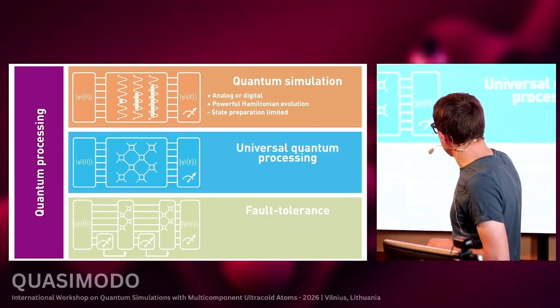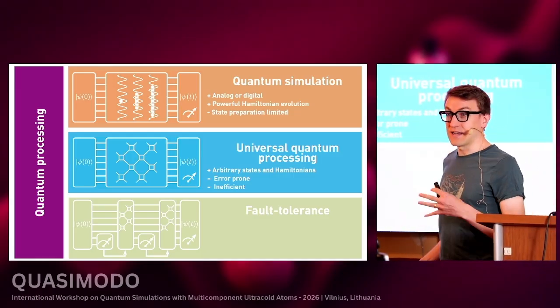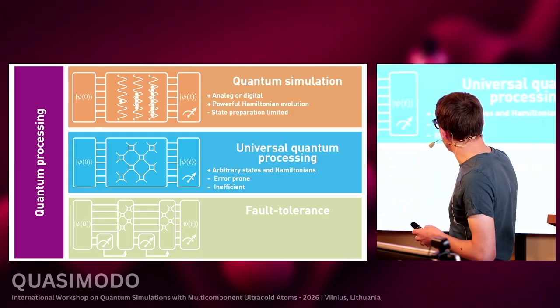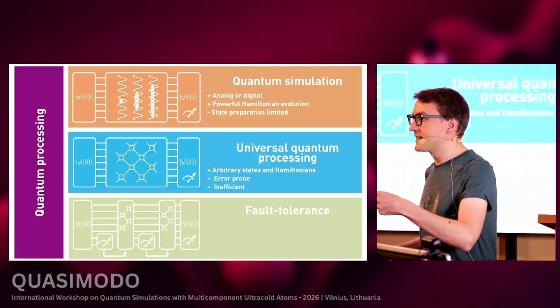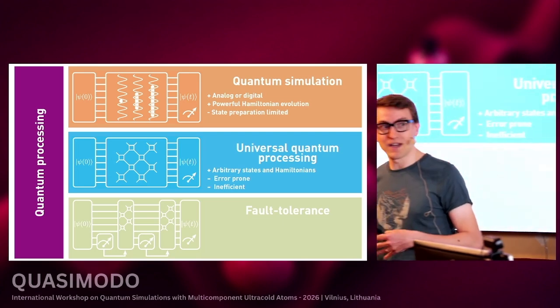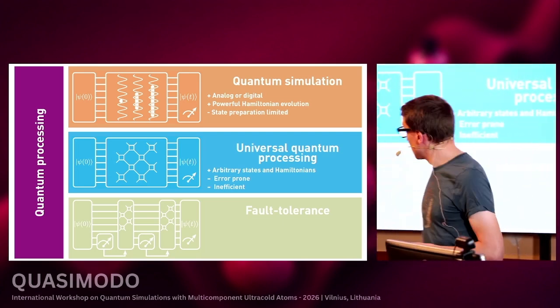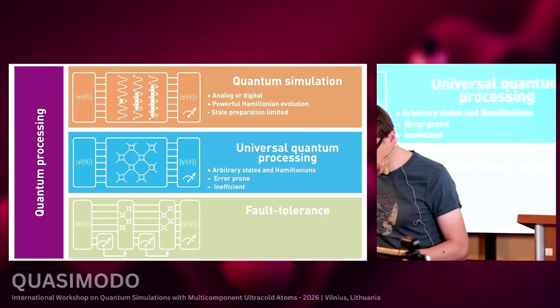On the universal processing side, we do have access to arbitrary states and Hamiltonians, but then we have errors, and we also are less efficient. For example, if you want to do time evolution, you have to discretize everything in gates, and then we have some Trotter error, and it becomes very lengthy, and so on. So there is something to be said for both approaches, I would say.